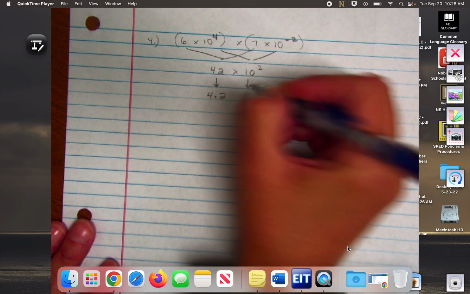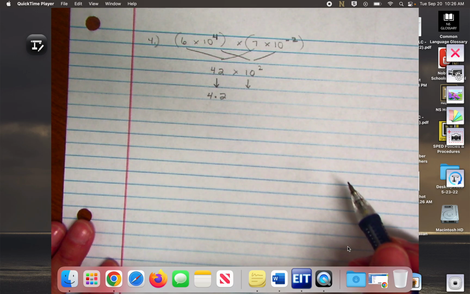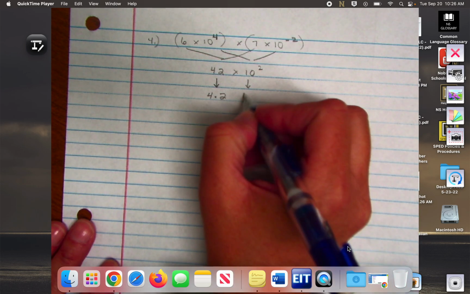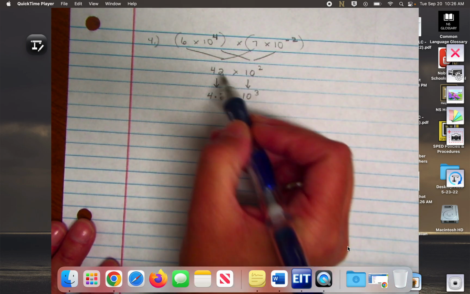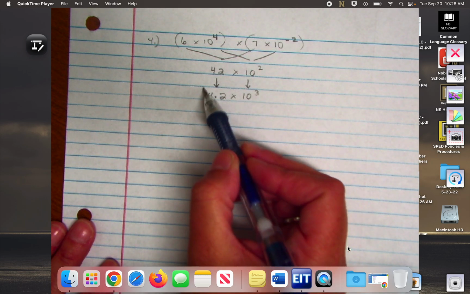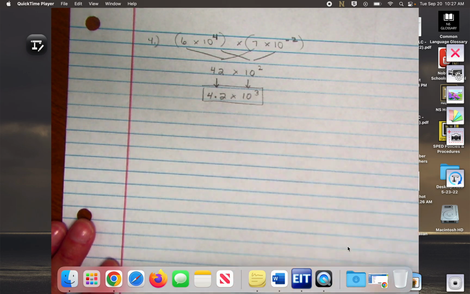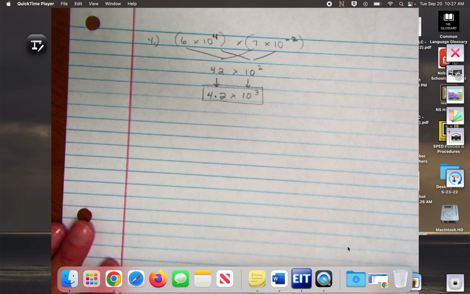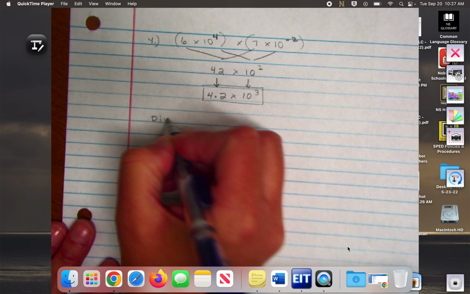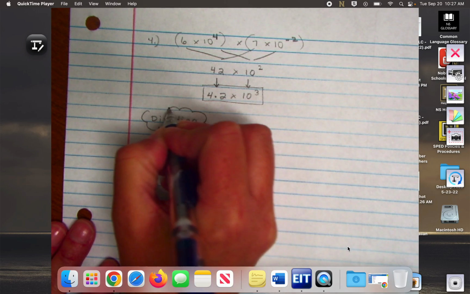And now what will my exponent be, because now I have an extra space to go? 10 to the third power, right? Because I now have an extra loop to go. So now I have to show that by my exponent. That makes sense. Now we're going to move on to dividing.